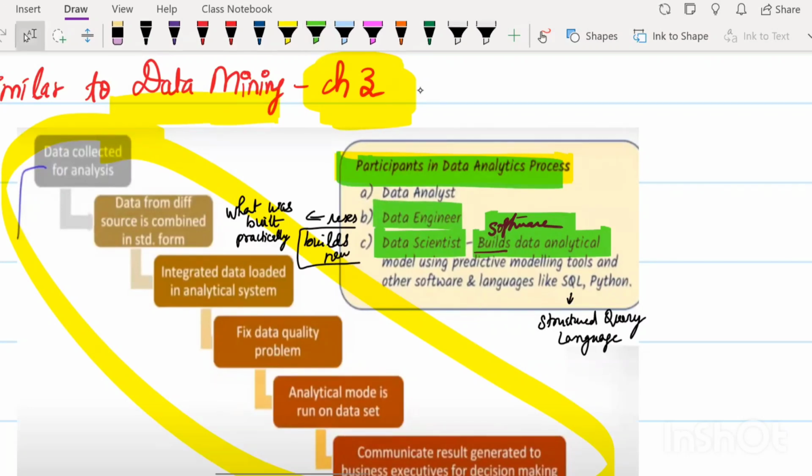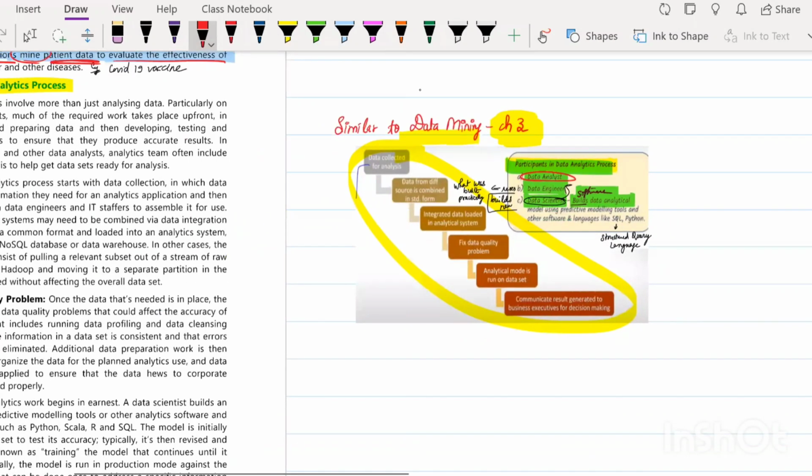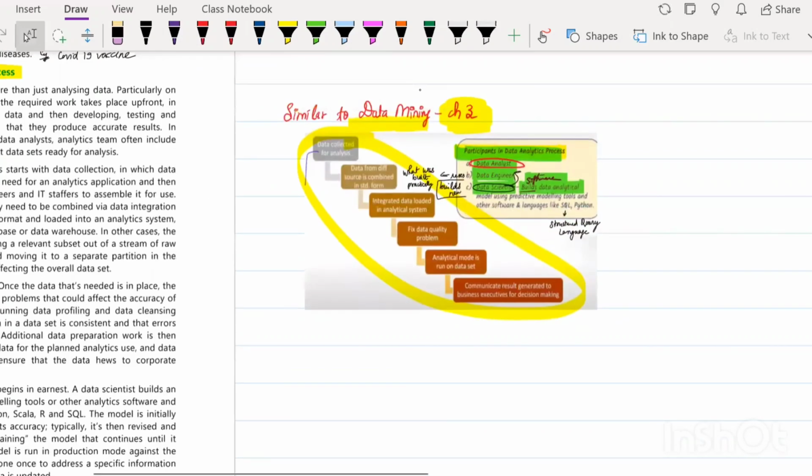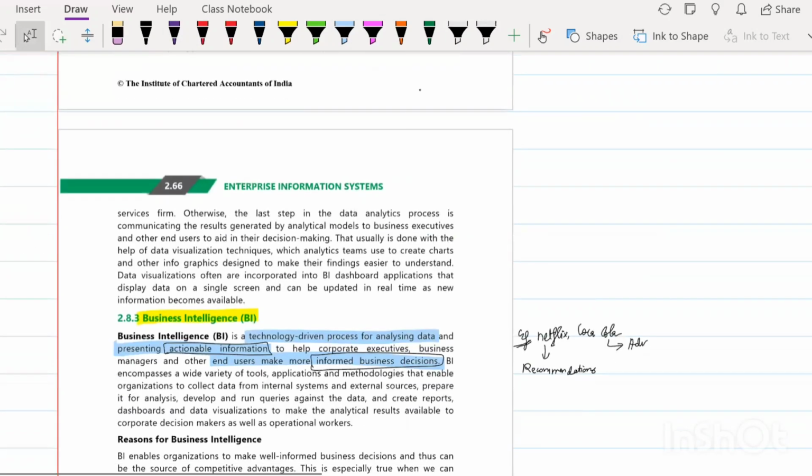Who is the data engineer? Whatever software the scientist has built, he is going to use that in the practical world. So a data engineer is a person who is going to use something which has already been built. Finally, the data analyst is the person who is going to analyze whatever data they have got by doing the data processing. So these are the 3 people who are there. This you will be able to learn later.